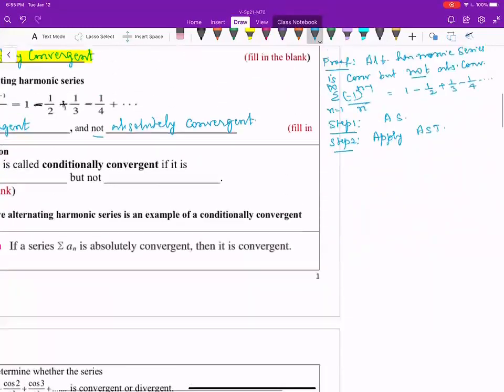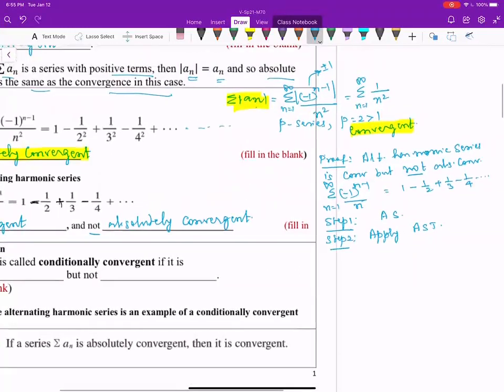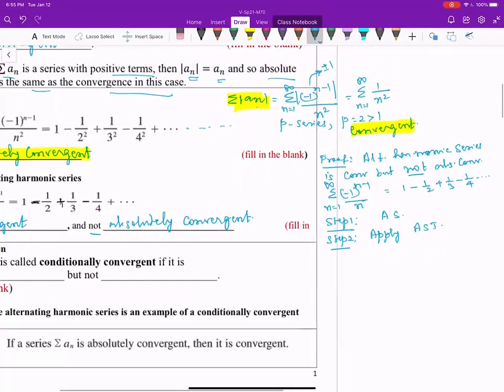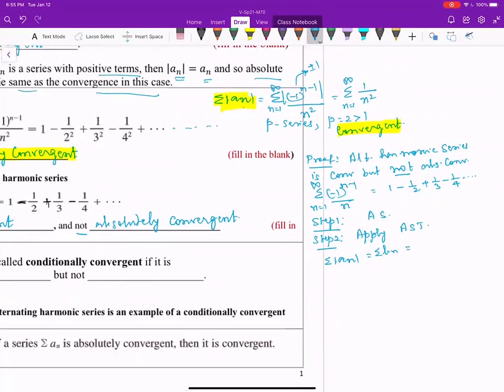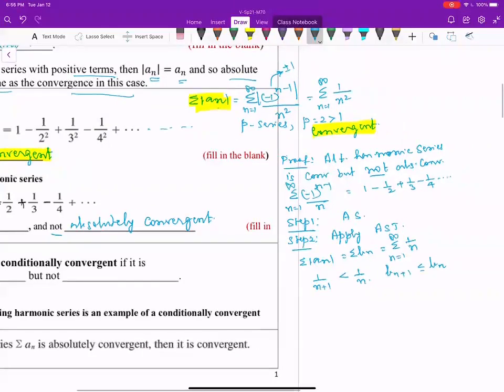Apply alternating series test. So we need two conditions. Condition 1: b_{n+1} is less than or equal to b_n. Let's consider b_n, which is 1 over n. We know that 1 over n plus 1 is less than 1 over n. In other words, b_{n+1} is less than or equal to b_n, which is condition 1.